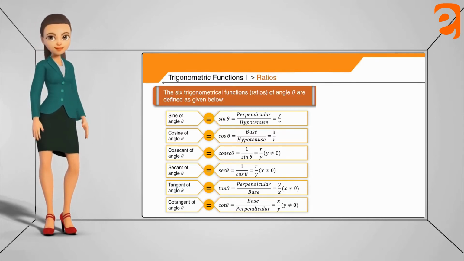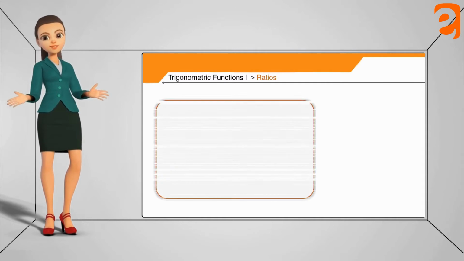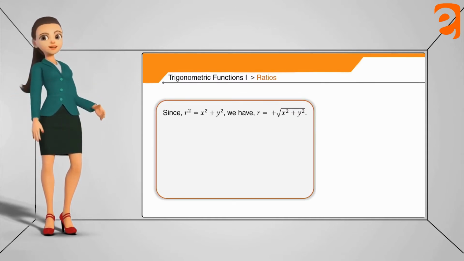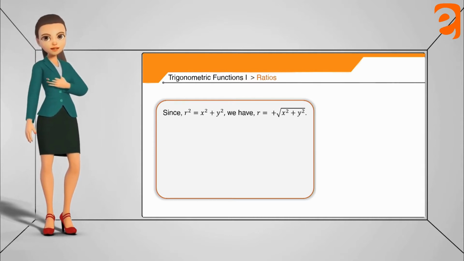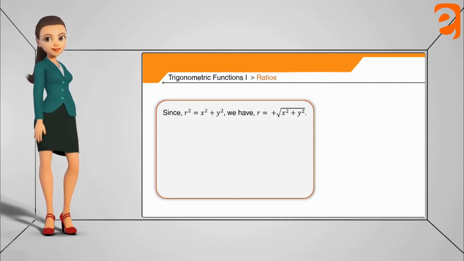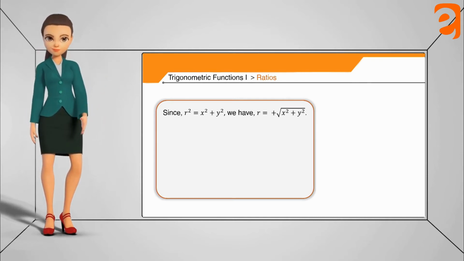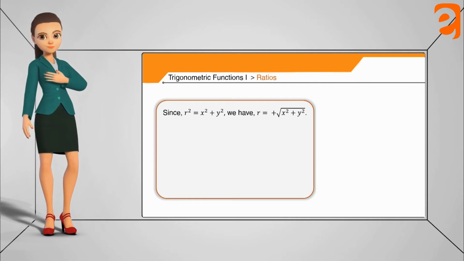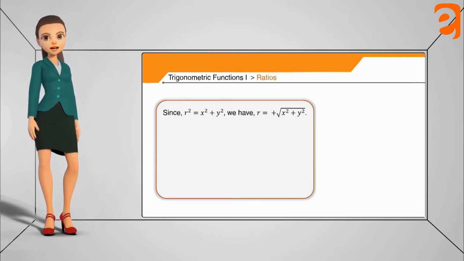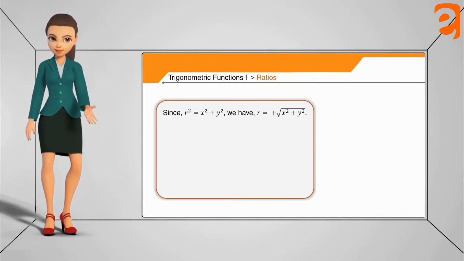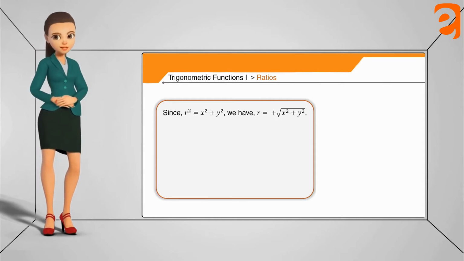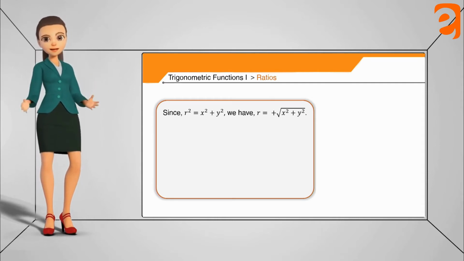So, knowing all these 6 trigonometric functions, let's make use of the figure and find the value of R. We know that in the right angle triangle PMO, with the right angle at the point M, R is the hypotenuse, and x and y are the two sides. So, you can remember the Pythagoras Theorem, which says that the square of the hypotenuse is equal to the sum of the squares of the other two sides. So, R square is equal to x square plus y square.